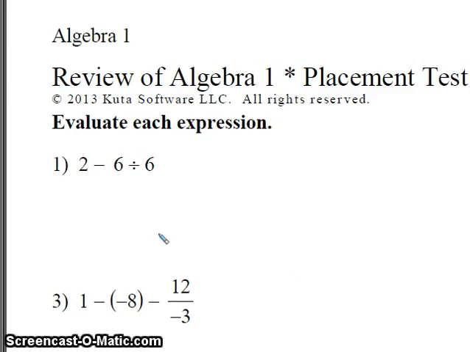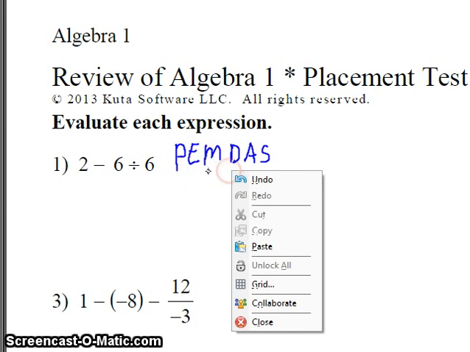The first one is 2 minus 6 divided by 6. Keep in mind that what we're trying to do is parentheses, exponents, multiply, divide, add, subtract. So we'll say PEMDAS right here. Let's put PEMDAS just to remind ourselves of how this works. Remember, the P stands for parentheses, the E exponents, multiply, divide, that's left to right.